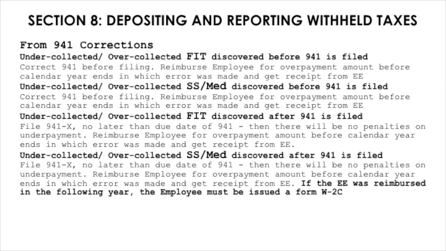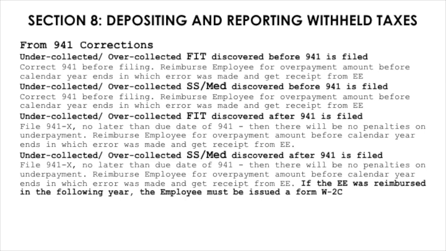If the under collection or over collection is related to the Social Security and Medicare, but it is discovered before the 941 is filed, then correct the 941 before filing, reimburse the employee for overpayment amount before calendar year ends in which the error was made, and get the receipt from the employee.